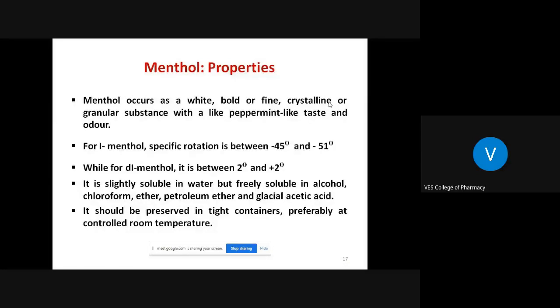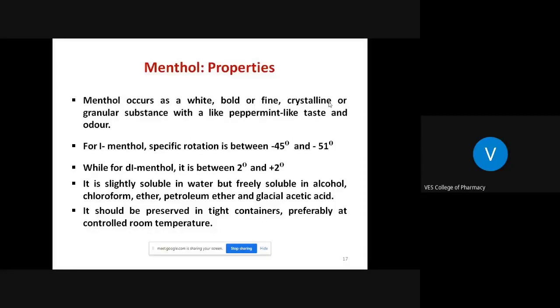Properties of menthol. Menthol occurs as white colored, bold or fine crystalline or granular substance with peppermint-like taste. For levomenthol, specific rotation is between minus 45 to minus 51. For dextrolevomenthol, it is plus 2 to minus 2 degrees. These are the specific rotation or the evaluation parameters for ascertaining the purity and quality of menthol.